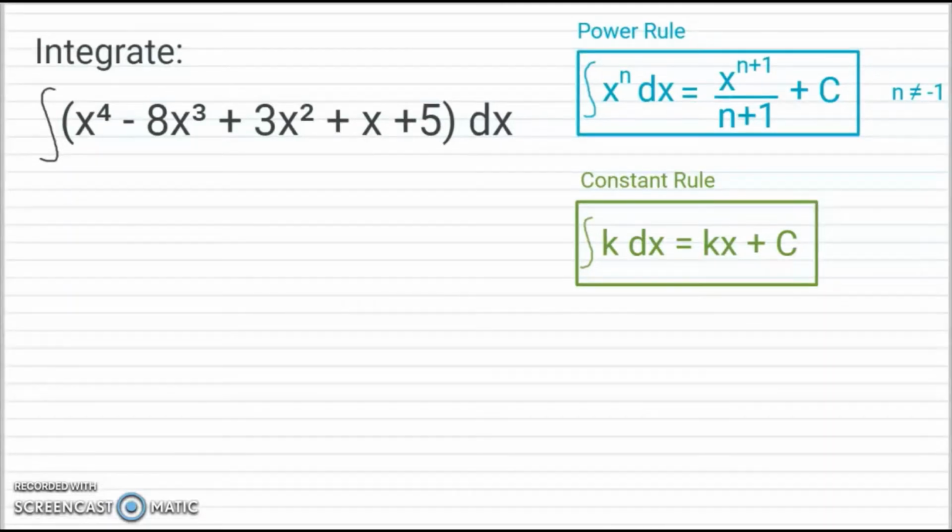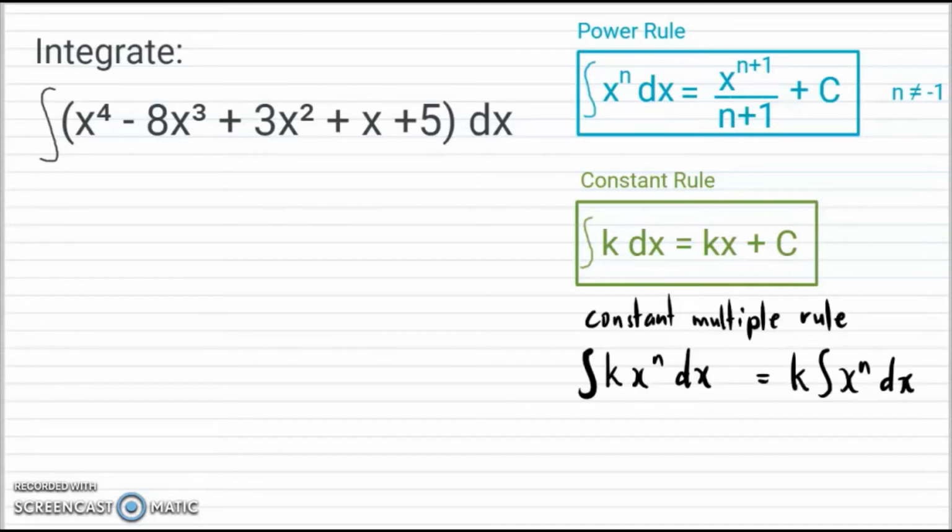Another rule that can help us solve this sample problem is the constant multiple rule. It says that the integral of kx raised to n dx is just equal to k times the integral of x raised to n dx. Another is the sum and difference rule, where we just find the integral of each term in the sum or difference of terms. Now let's proceed to solving our sample problem.